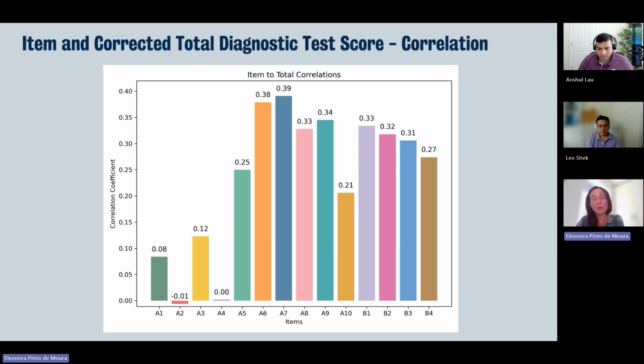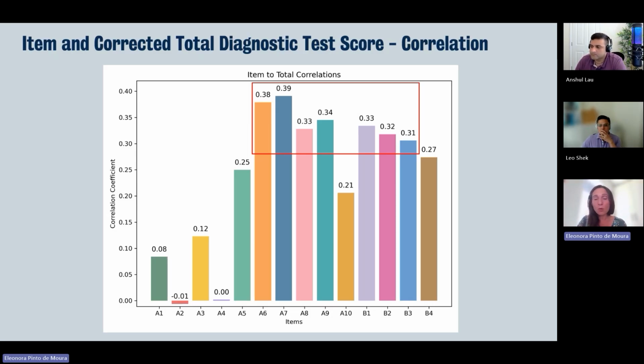So we used the Pearson correlation coefficient in order to measure how strongly the performance on one particular item is associated with the overall performance. So, for example, here we can see that most questions did quite well at assessing students' abilities. For example, items A7, A6, and A9 were quite good. That suggests that students who answer these questions correctly generally performed quite well across the whole test.